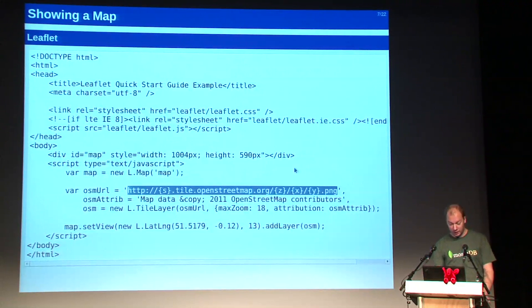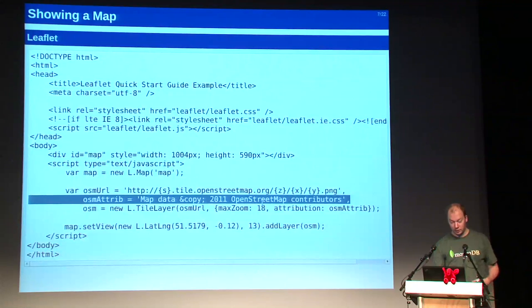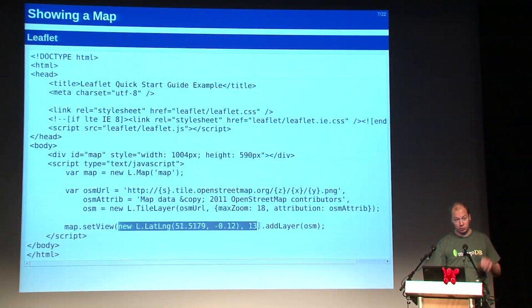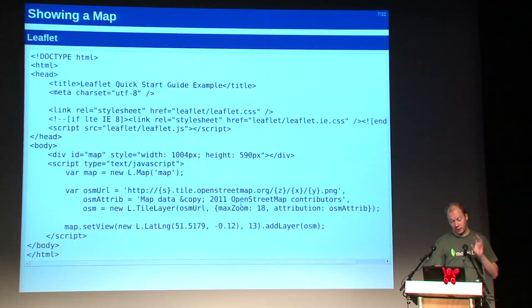Also important is the attribution. As I mentioned before, if you use OpenStreetMap data, you need to tell the rest of the world that you're using OpenStreetMap data. And there's a few other things. So basically what I do with setting my map view, it's just a location where the map opens. And this is somewhere in London, but of course it doesn't really matter where I do that.